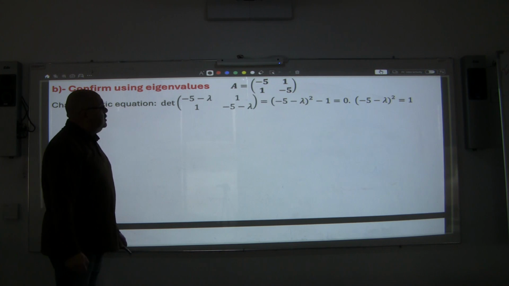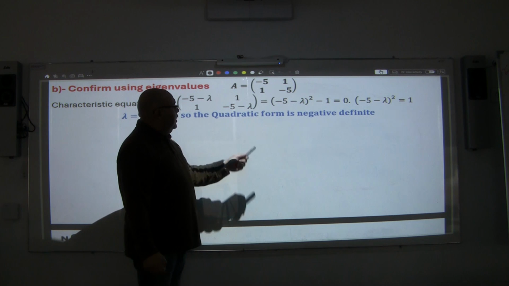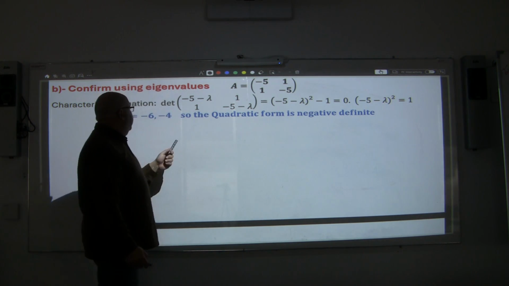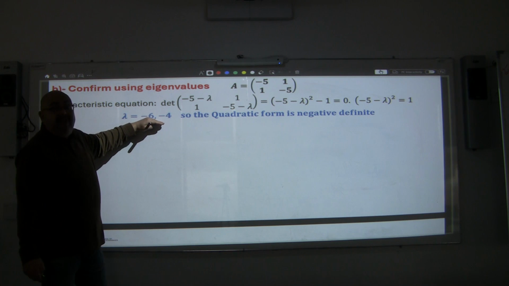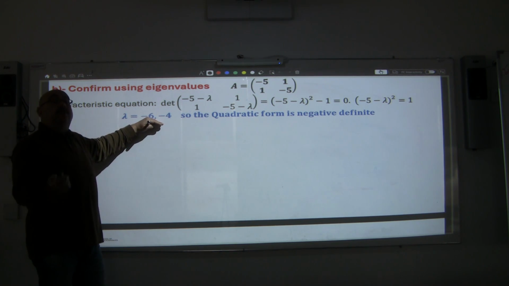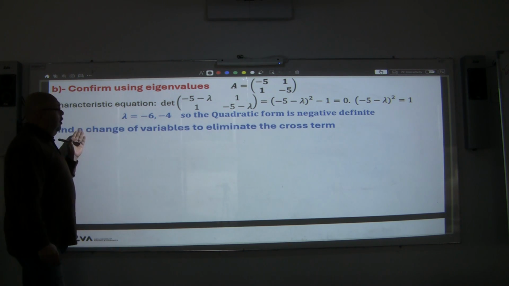So that's the matrix. As I told you, I've tried to expand it, and then trying to solve this quadratic form, you will have -6 and -4. Since the eigenvalues are negative, your matrix, or this quadratic form, is a negative definite, which is exactly like the result that we had previously. Now, find the change of variable to eliminate the cross term.